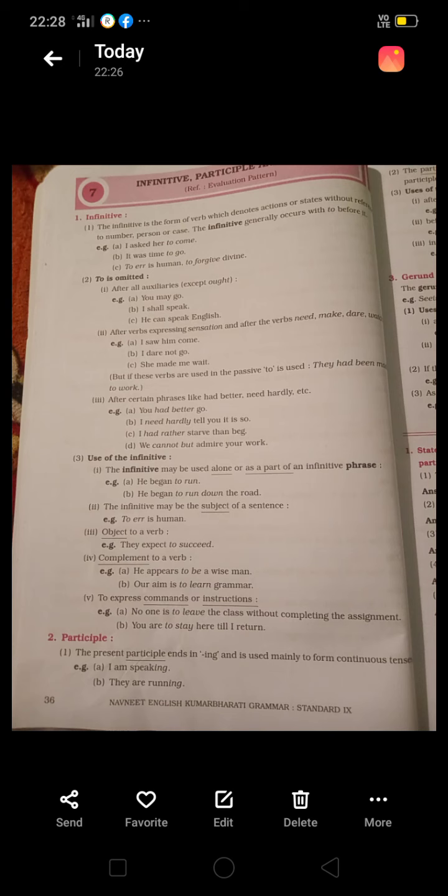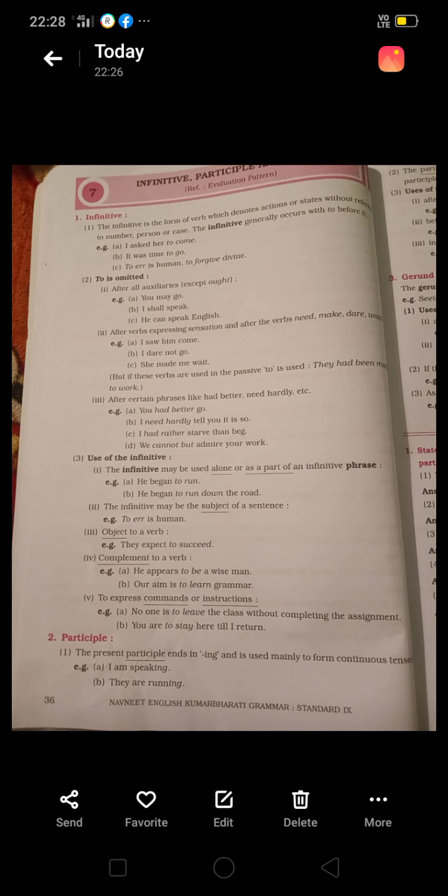Today we are going to learn a grammar lesson: infinitive, participle and gerund. These are the forms of non-finite verbs. If the person or number changes, the form of the verb does not change. At that time these verbs are called non-finite verbs. And when the form changes according to tense, number and person, that time these verbs are called finite verbs. Now today we are going to learn these non-finite verbs: infinitive, participle and gerund.